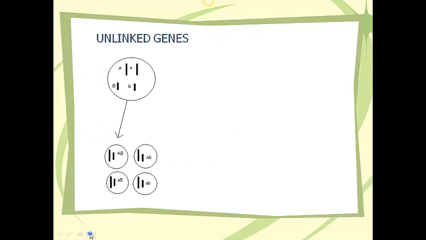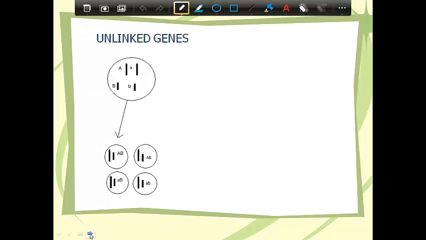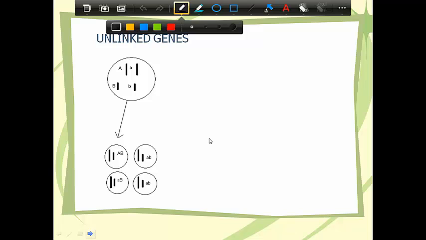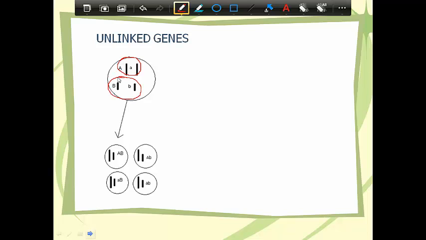Okay, so we're going to take a look at what this means for meiosis. First, we're going to look at unlinked genes. This is what we've been doing all along when you've been modeling meiosis. We're assuming that genes A and B are different genes. Gene A here has two different alleles, big A and little a, and gene B here has two different alleles, big B and little b.